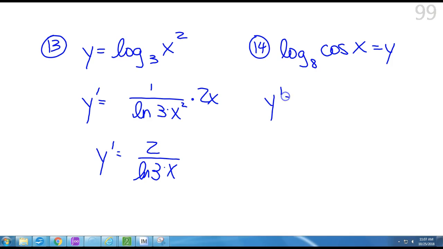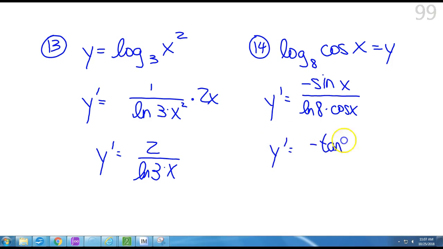So your derivative would be, so your big guy's the log base 8. The derivative of that is 1 over ln of 8 times whatever you were logging. And then I would multiply by the derivative of the cosine of x, which would be negative sine of x. So it would end up on top. So they would probably say negative tan of x over ln of 8 for their answer.